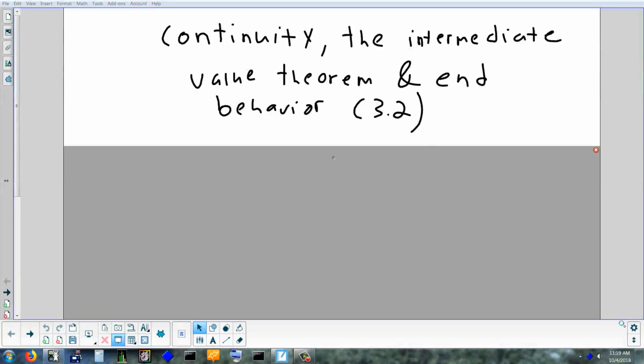So in section 3.2, we're going to look at three different things. Two of them are kind of related. One of them is kind of its own thing. But the three things we're going to look at are intermediate value theorem, continuity, and end behavior.